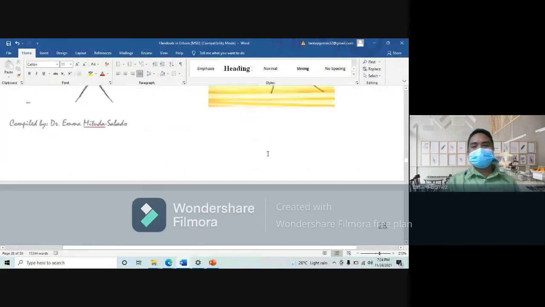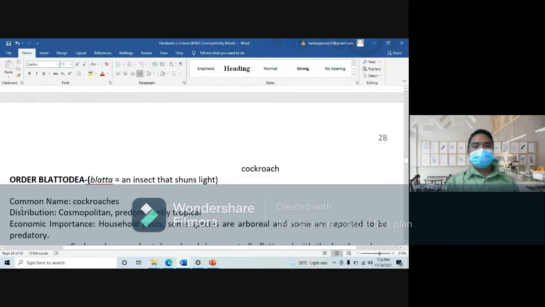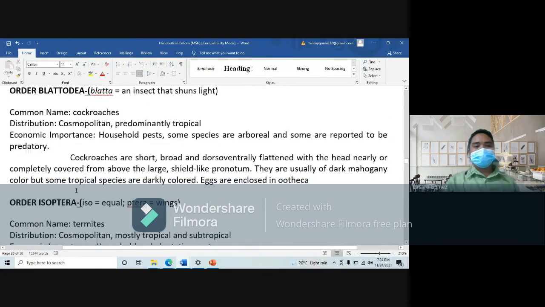We have the cockroach, no? It shuns the light, no? Order Blattodea. Okay, the importance of this Blattodea or this cockroach is that it is a household pest. Okay, some species are arboreal and some are reported to be predatory.